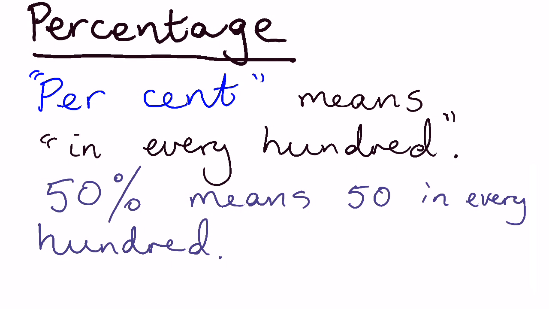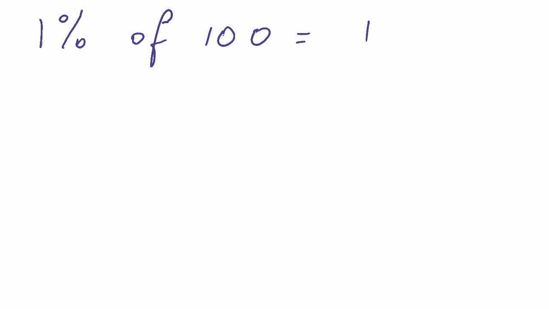So if I have 300 and I take 50 in every 100, then that means I'm going to have 3 lots of 50, 150. So 50% of 300 is 150. Oh, and that's half of 300, because 50% and half are the same. So every time I have 1%, that means 1 out of every 100. So 1% of 100 is 1.